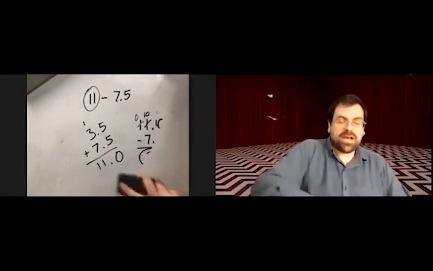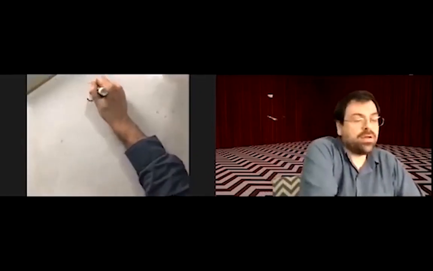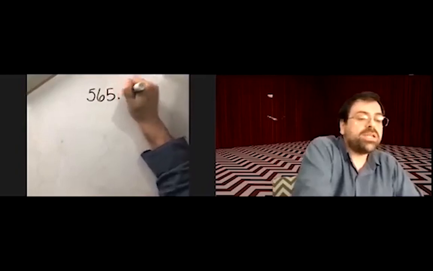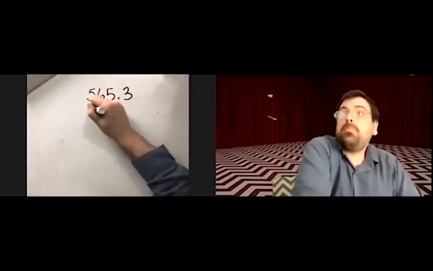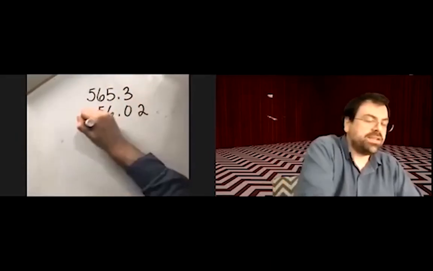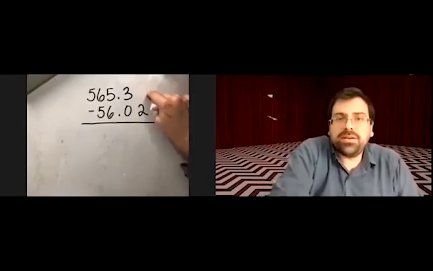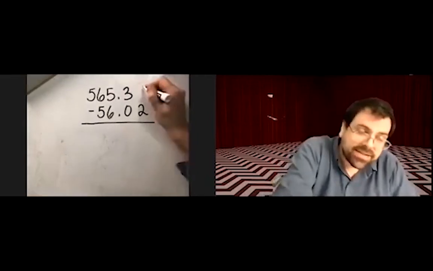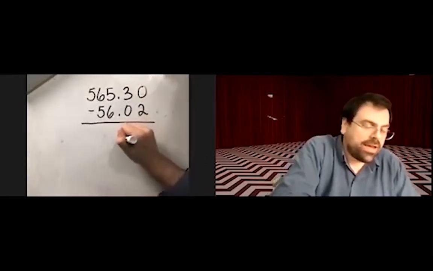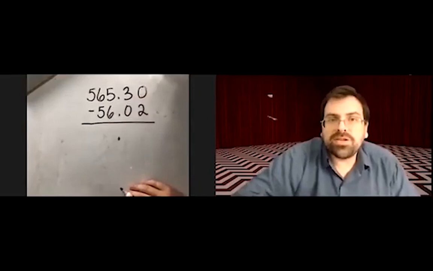Let's do another one with subtraction, bigger numbers, missing digits. 565.3 minus 56.02. So I'm giving this one to you lined up already. We have a missing digit here. In order to do our subtraction, we need to see that that is a what? A 0. And except for putting that decimal point in the line, it's a straightforward subtraction problem.